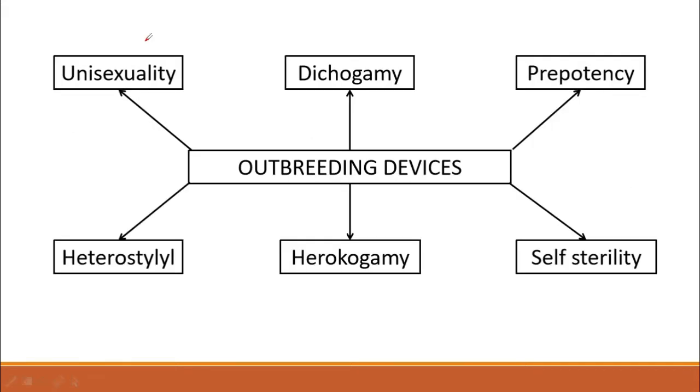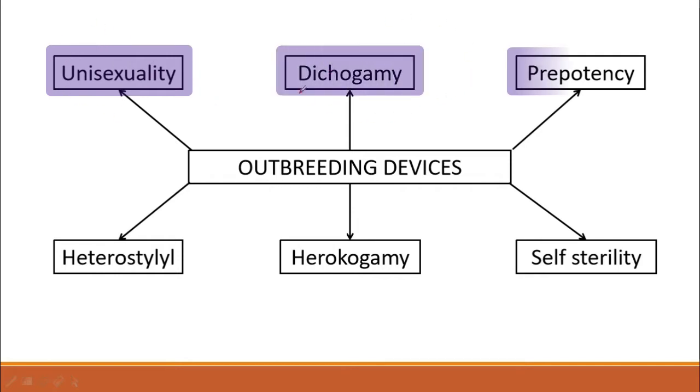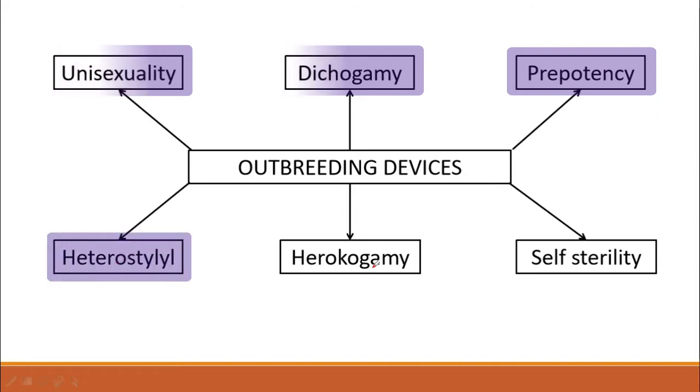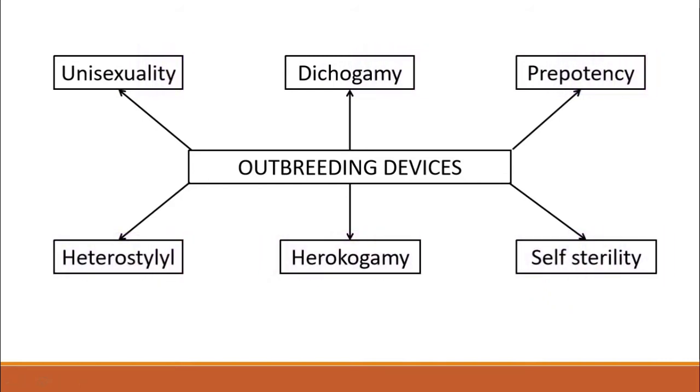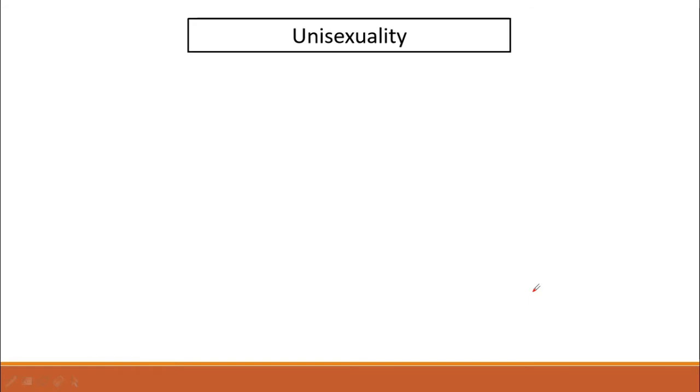There are some important outbreeding devices that we are supposed to study in this video. We have 6 important outbreeding devices, starting from unisexuality, then we have dichogamy, then prepotency, heterostyly, hercogamy, and self-sterility. So we'll start understanding them one by one. First we'll start with unisexuality. As the name says, uni in the sense one.